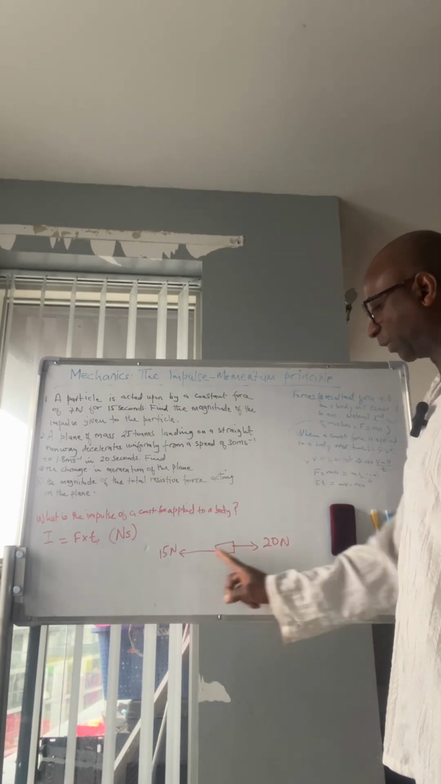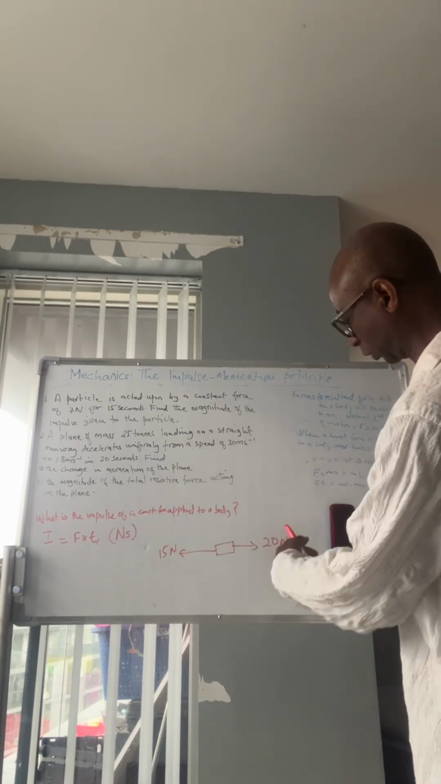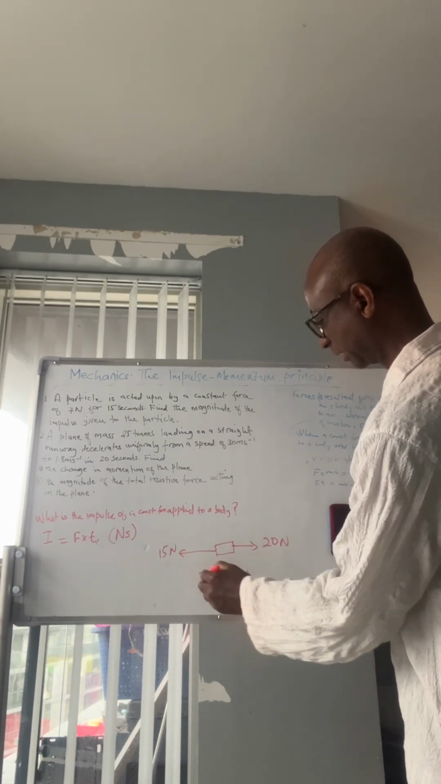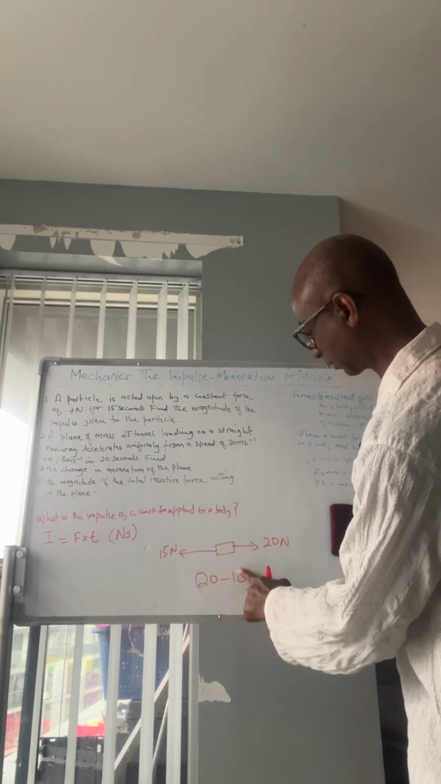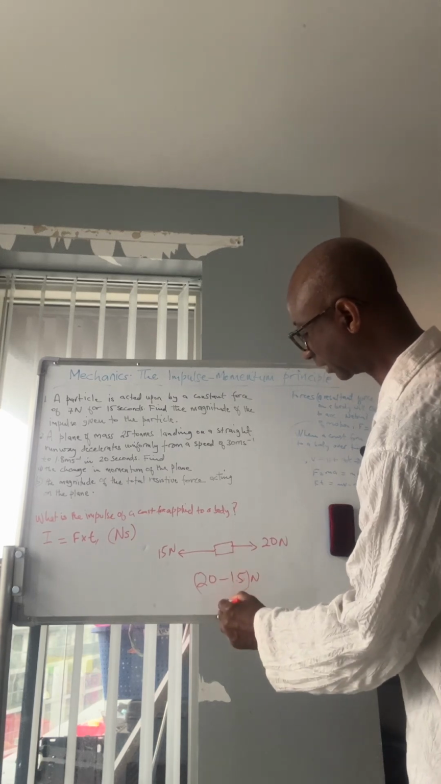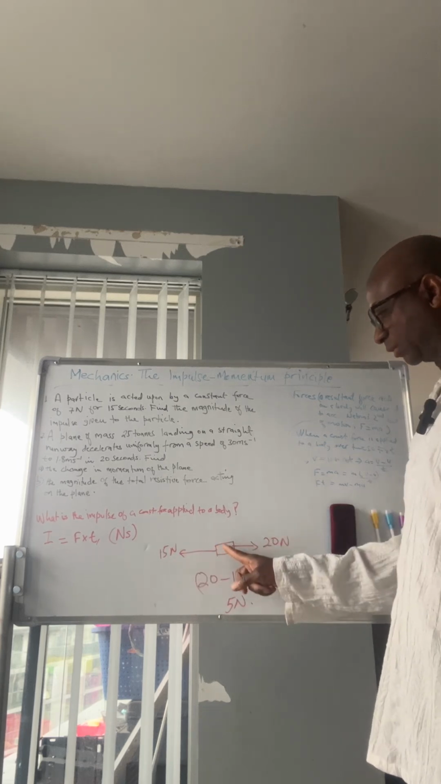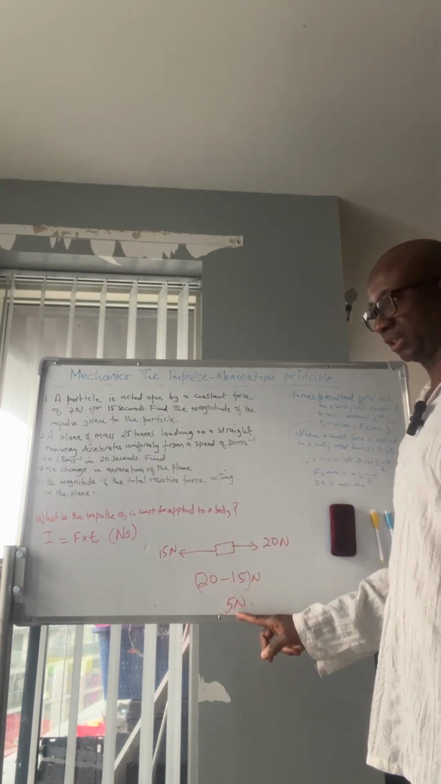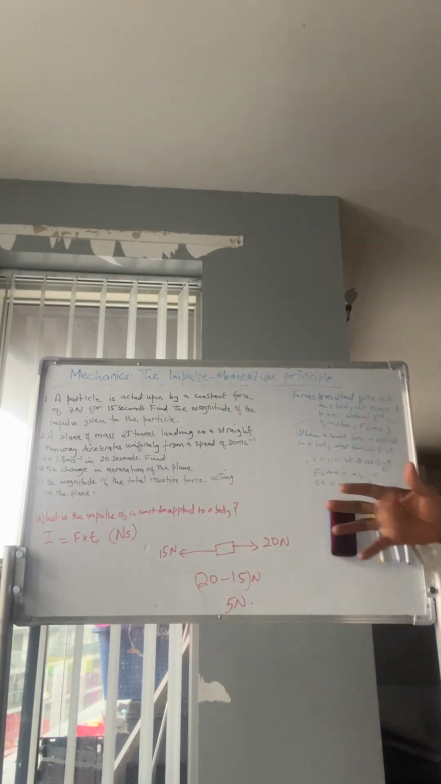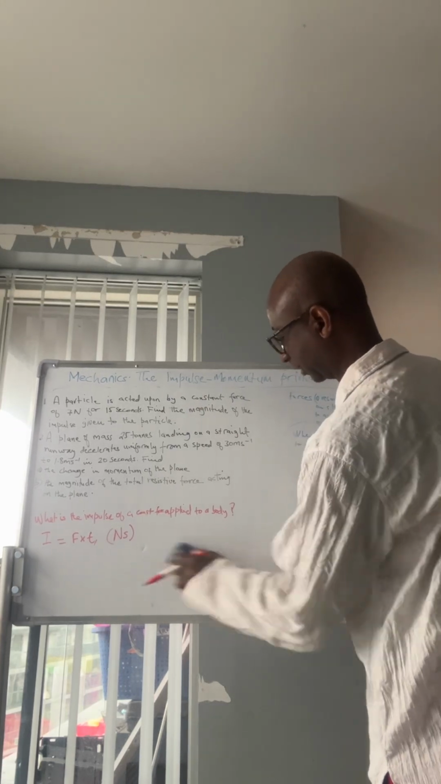To find the resultant force, this is bigger than this, so the particle must be going towards that way. So it's going to be 20 minus 15 newtons. So your resultant force, therefore, is 5 newtons. You have this set of forces acting on this body here, and your resultant force is this. So when you talk of a resultant force, we mean a combination of forces being resolved into their respective x or y components.